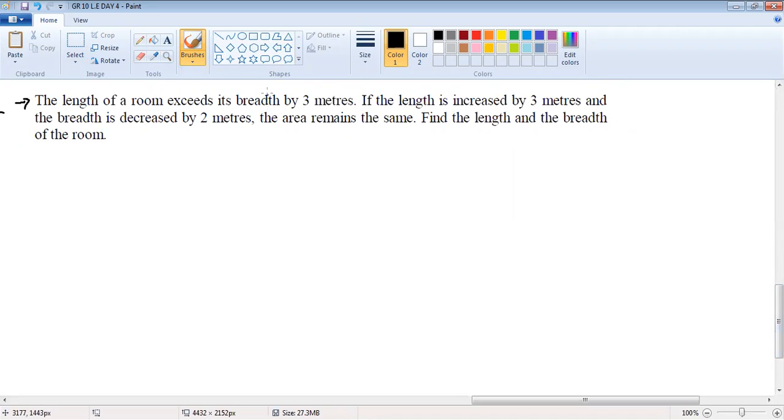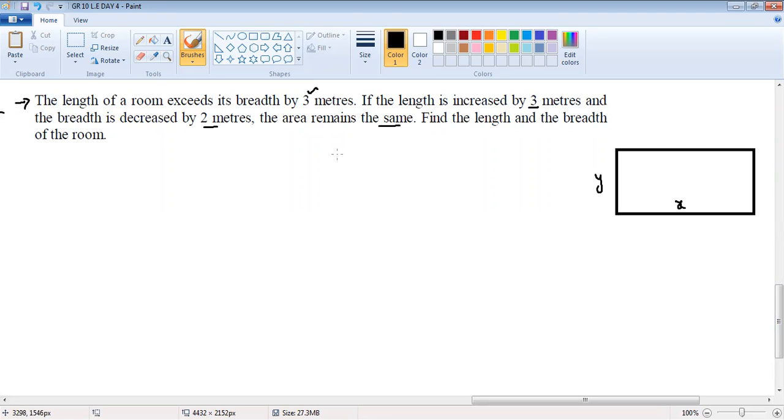The length of a room exceeds the breadth by 3 meters. So length we will take as x, breadth as y. Clear? Clear, ma'am? Yes, sir. Okay, then how can we do it? The length of a room exceeds its breadth by 3 meters. If the length is increased by 3 meters and the breadth decreased by 2 meters, the area remains the same. Find the length and breadth of the room.